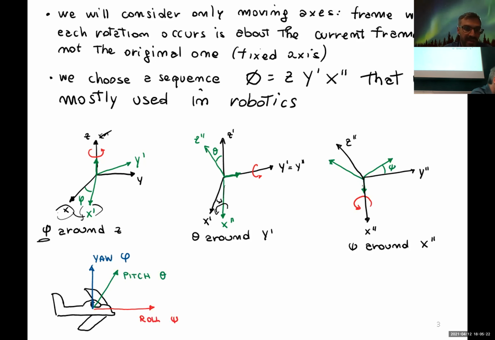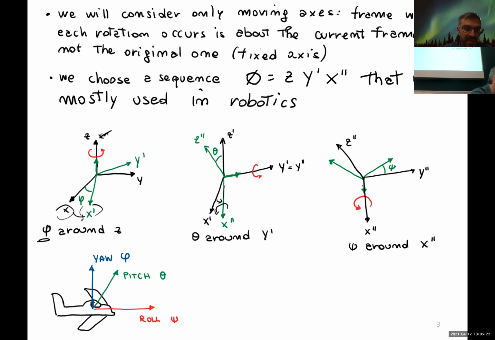phi is called yaw, theta is called pitch, and psi is called roll around the x-axis.